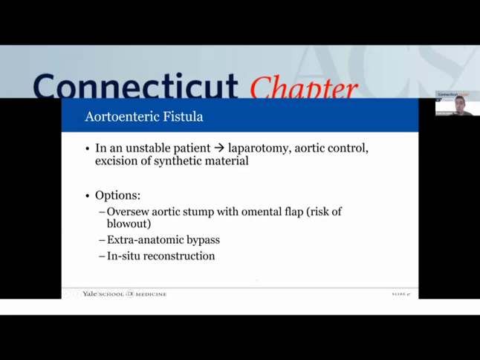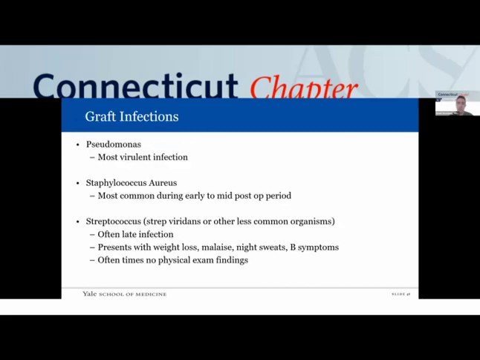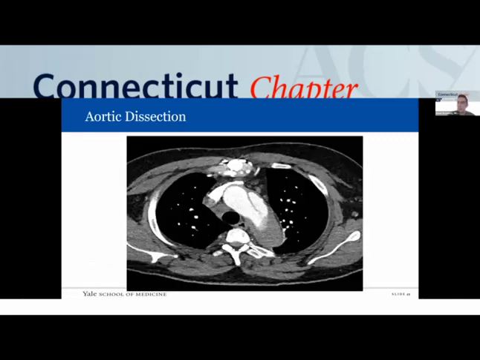This would probably be the preferred method for your ABSITE. And so typically you may either use homograft, you can use rifampin soaked Dacron. Some of the other considerations is the virulence of the infection. And so Pseudomonas is typically the most virulent infection. Staph aureus we see in the early to mid post-op period, and Streptococcus is often the late infections. And these patients may present with weight loss, malaise, night sweats, and so on.